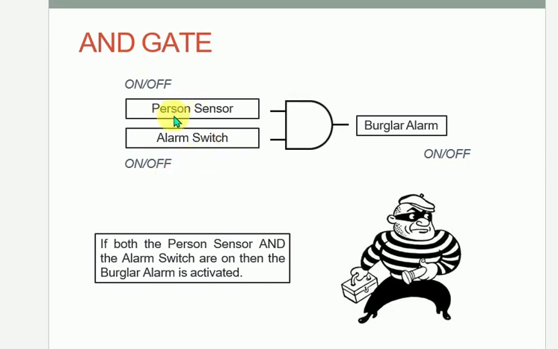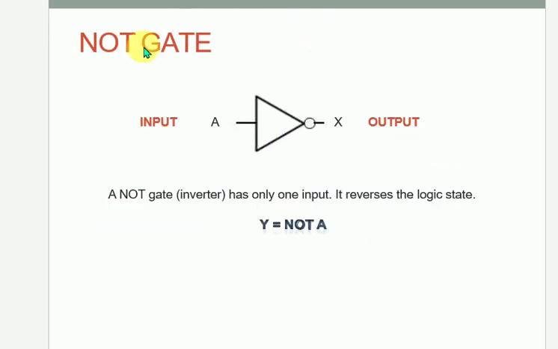If a person sensor and an alarm switch are applied to the AND gate inputs, then we will obtain the burglar alarm output. If both the person sensor and the alarm switch are on, then the burglar alarm is activated. This is the only condition: when both AND gate inputs are 1, then the output will be 1.